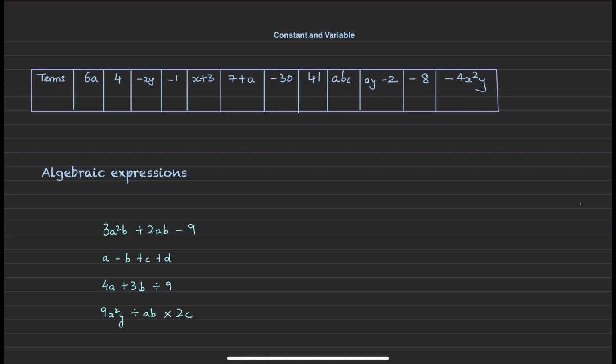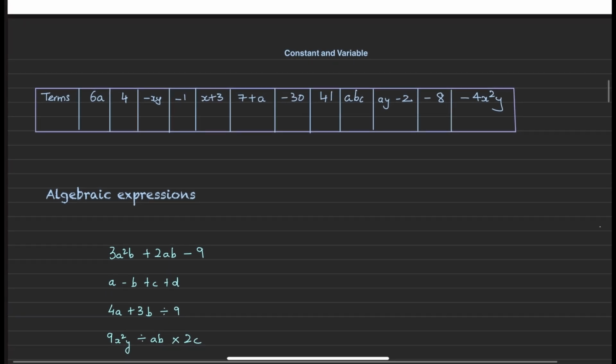So when those terms have any letters like A, B, X, Y with them, either multiplied or divided or added or subtracted from any of the numbers, then they are known as variables. Otherwise it is known as constant. So let us see in this.